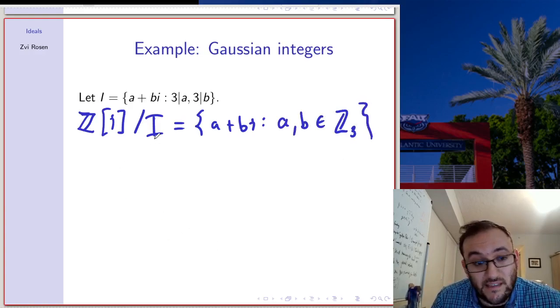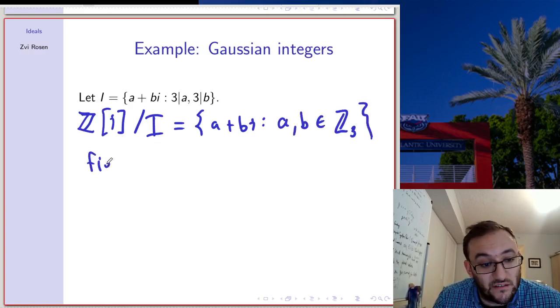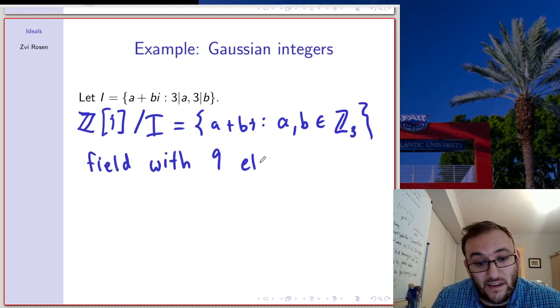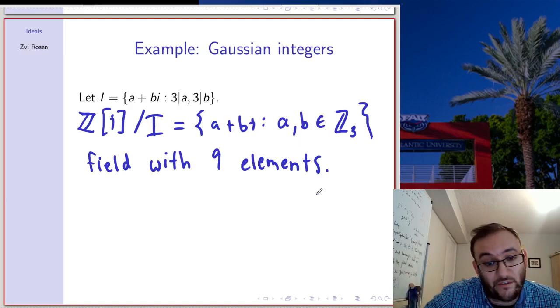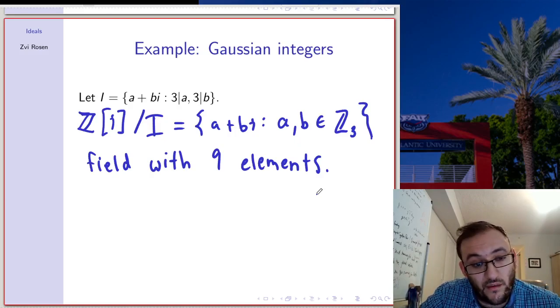Because this is a maximal ideal, this should be a field with 9 elements, because a takes 3 values and b takes 3 values. And since they're independent, you can choose them independently. That gives you 9 values total. So we just constructed a new field we haven't seen before by taking a maximal ideal inside of a ring we're familiar with.